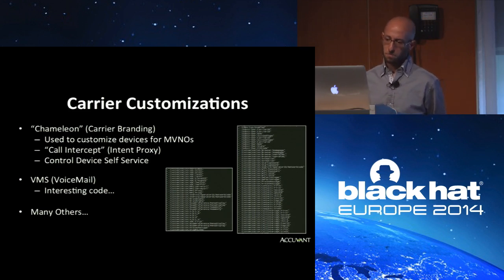Things like device self-service, another lovely carrier addition. VMS, which is a visual voicemail APK on US devices and depending on some global. That's a very interesting application. There's a lot in there. I definitely recommend looking at it, as well as a bunch of other things. The two pictures there are just a small list of functionality that can be found by dumping out the client.